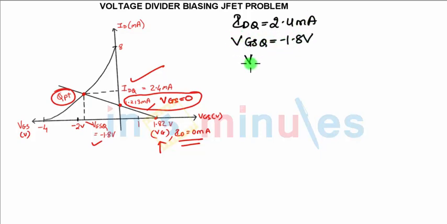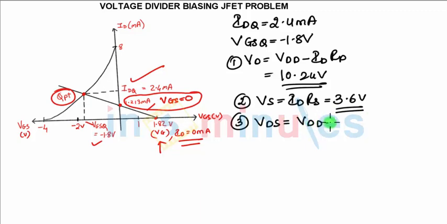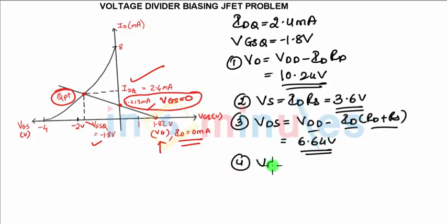So from this you can find then VD, which is VDD minus ID into RD. This will give you 10.24 volts. This is the first point. Then VS, which is ID into RS, that will give you 3.6 volts. All values you know, just substitution. VDS is VDD minus ID into RD plus RS. All values are given. ID we have found out. This will give you 6.64 volts. And fourth, VDG, which is VD minus VG, which will give you 8.42 volts.